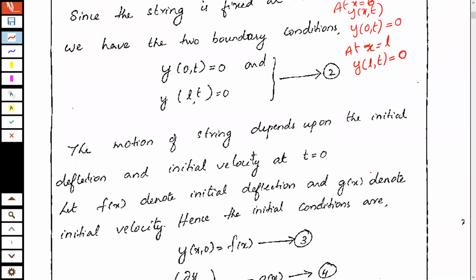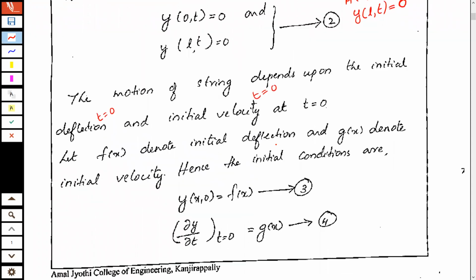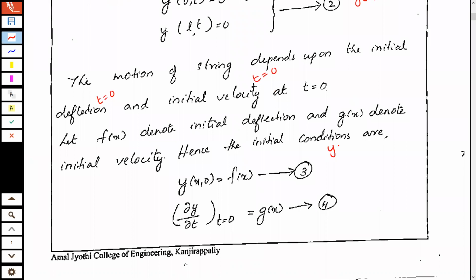The motion of the string depends on the initial deflection and the initial velocity also. Initial deflection is measured at t = 0. Also, initial velocity is measured at t = 0. Whenever we evaluate y(x,t) at t = 0, it is going to be purely a function of x. We label it as f(x). That will be given in the problem.